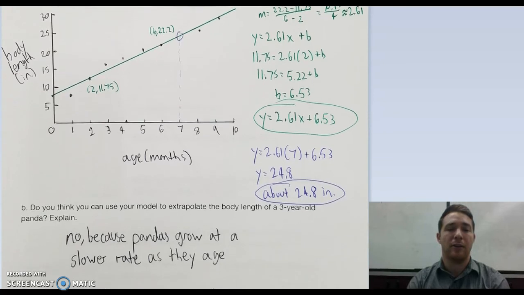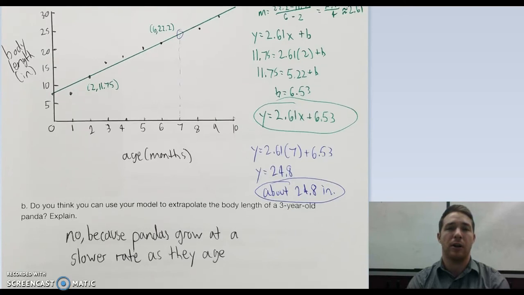I can't use that same equation to extrapolate because pandas are going to grow at a slower rate as they age. Compare how much you were growing as a kid or as a baby. You probably grew a lot more than as you age and get older. So you can estimate around the data set, but you don't want to go too far in either direction for an extrapolation.